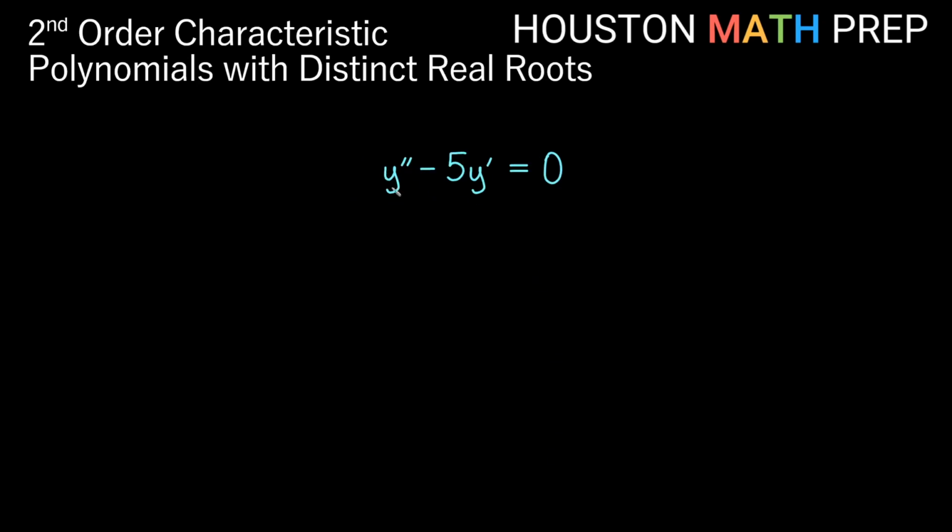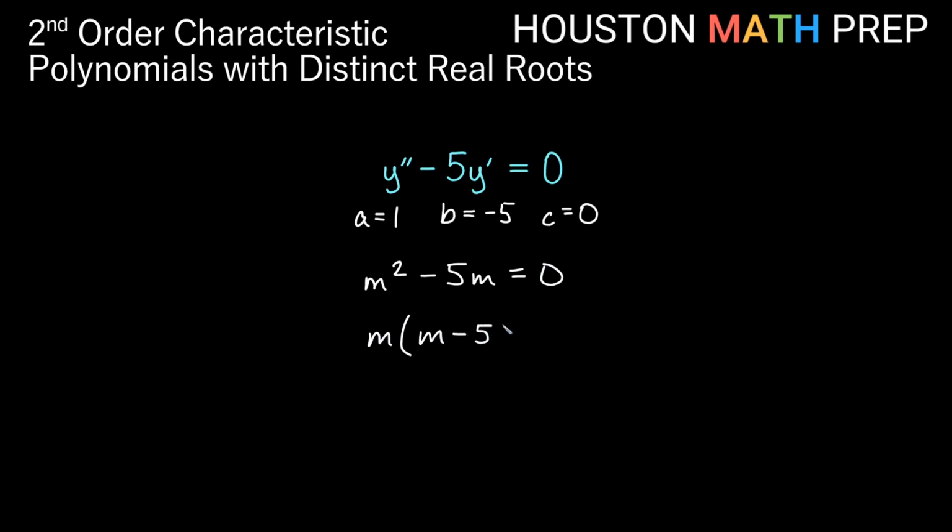Looking at our next one, y double prime minus 5y prime equals 0. So you'll notice we have no c term here. Our a is 1 in this case, our b is negative 5, c is actually 0. So our characteristic polynomial here is going to be m squared minus 5m equal to 0. This is easily factored. We actually just factor out a greatest common factor of m, so we get m times m minus 5 equal to 0.